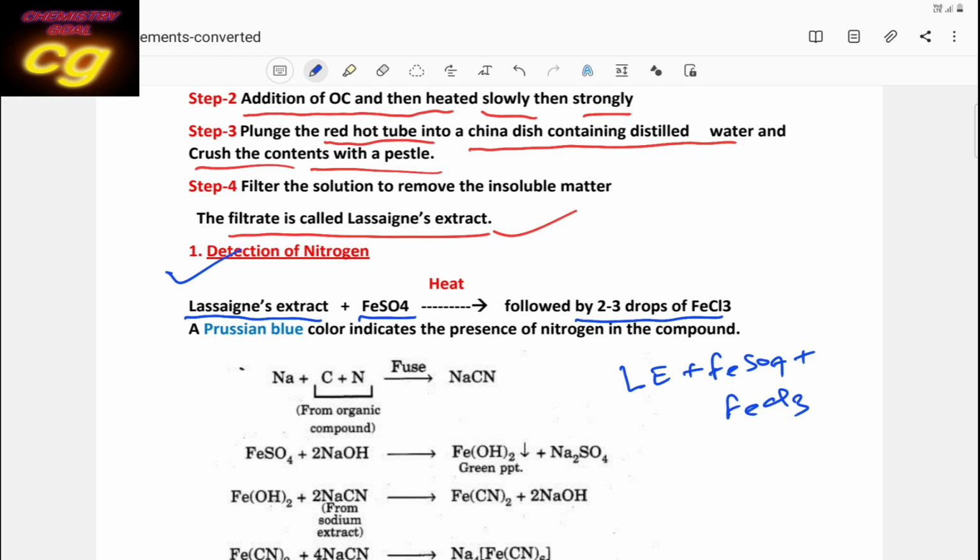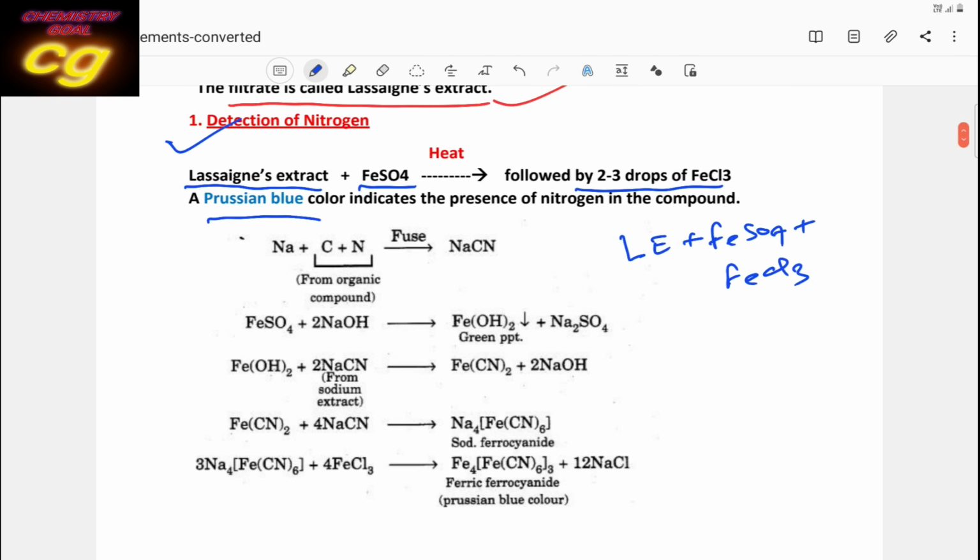When the ferric chloride solution is added in the last step, a Prussian blue colored substance is produced. What is the chemistry of this reaction? Let us discuss. If the organic compound contains nitrogen, then the Lassaigne's extract, with sodium metal and the carbon of the organic compound, will contain nitrogen. We are detecting nitrogen, so the organic compound must contain nitrogen.